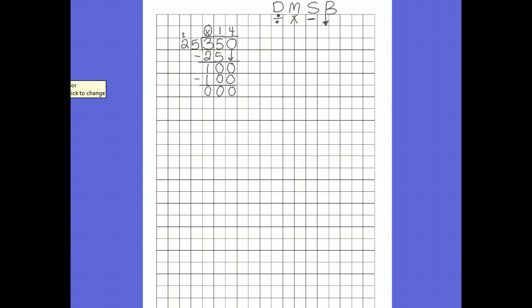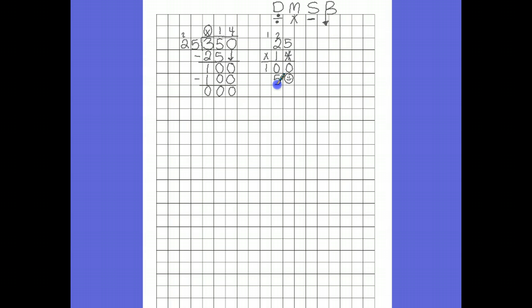I can check my work by doing multiplication then if I would like to. 25 times 14. 5 times 4 is 20. Carry my 2. 4 times 2 is 8. Plus the 2 I carried gives me 10. Carry my 1 and bring it down. Done with the 4. That makes me really happy.